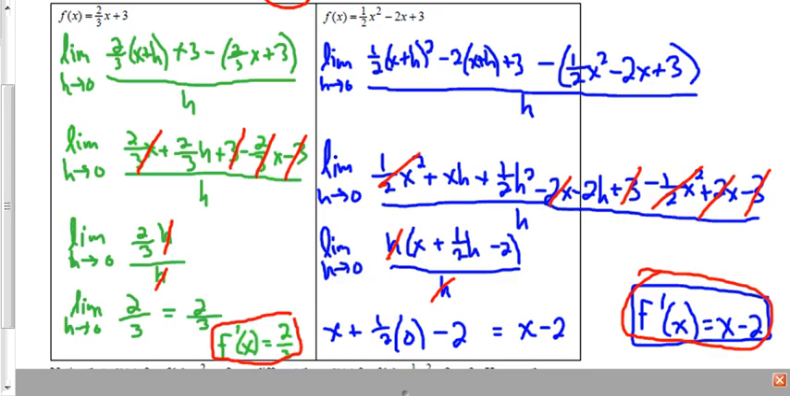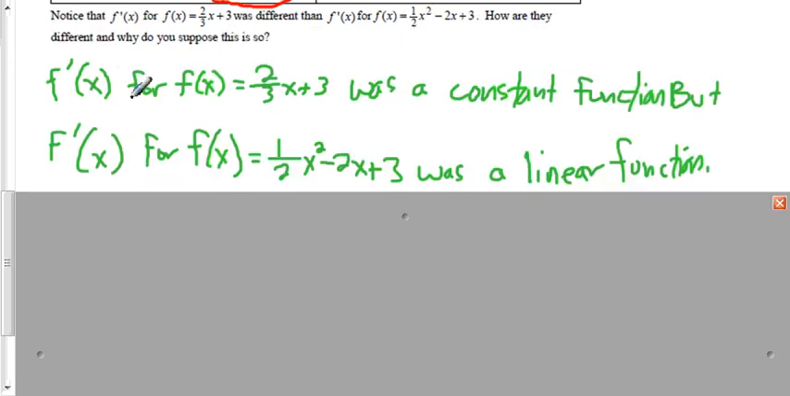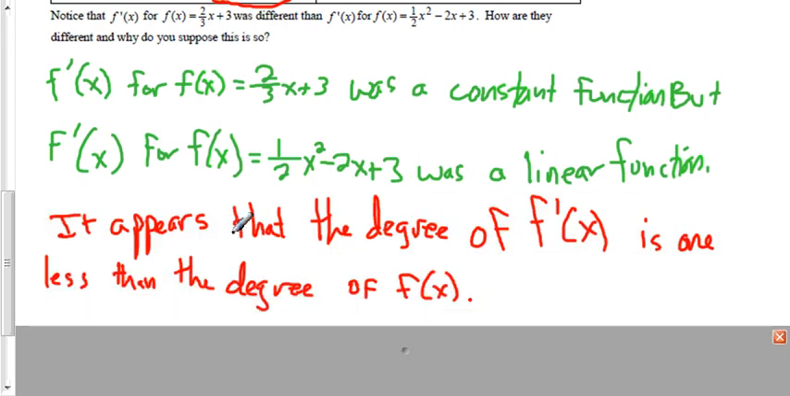So let's write that down on the bottom and see if we can come up with what we think it's going to be. All right, so what do we say? F prime of x for f of x when it was 2/3 x plus 3, which is a linear function, the derivative looked to be a constant function. But what's the derivative of f of x when it was a quadratic? The derivative turned out to be a linear function. So what can we conclude? It appears that the degree of f prime of x, the derivative, is 1 less than the degree of the original function.